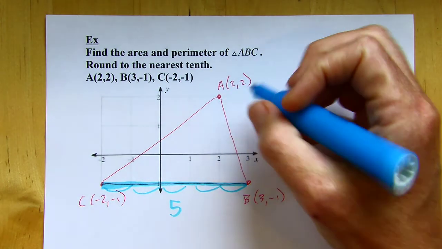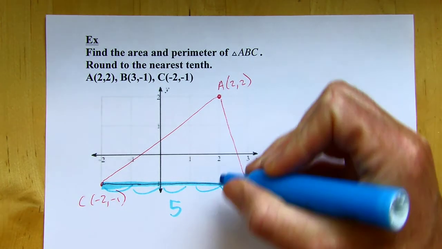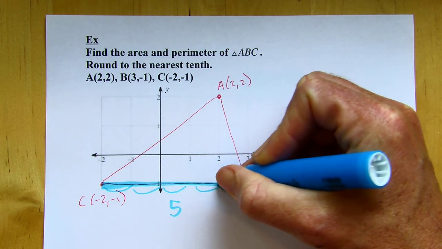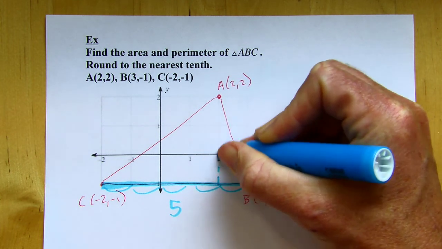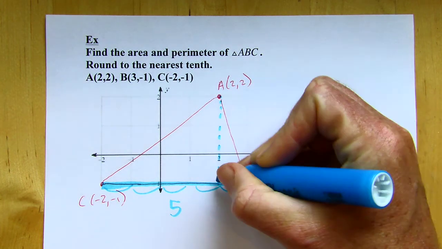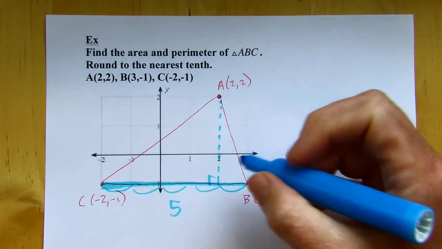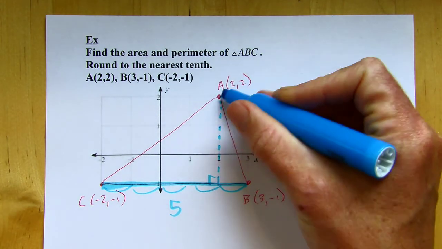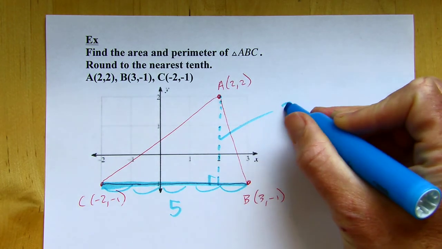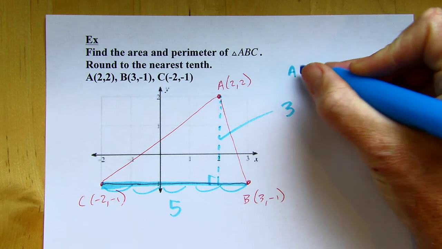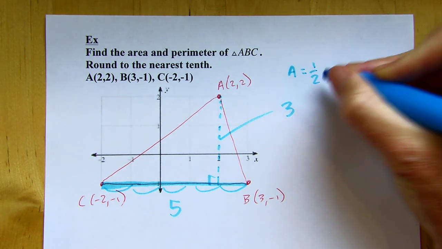But when I'm looking for the height, I know it's going to be perpendicular to the bottom of this. So I know it's going to be at a right angle going to the opposite corner, like that, okay? And for height, I can also count because it's a vertical line. So I'm just thinking 1, 2, 3. This is 3 units. And that means I can find the area already, okay? So my area, 1/2 base times height.